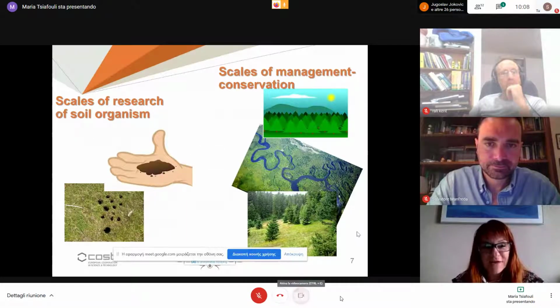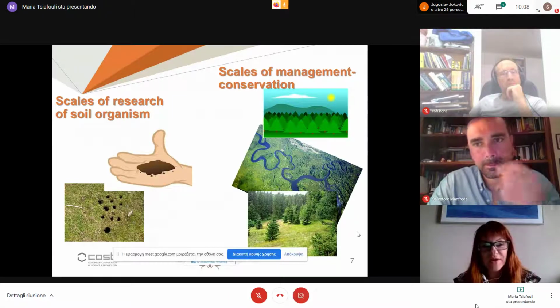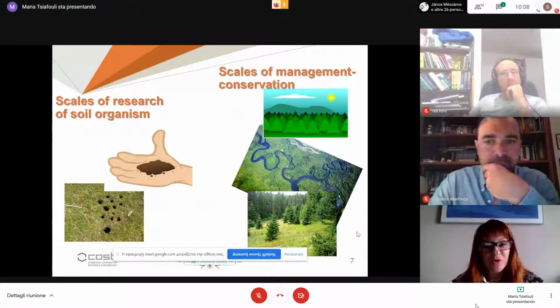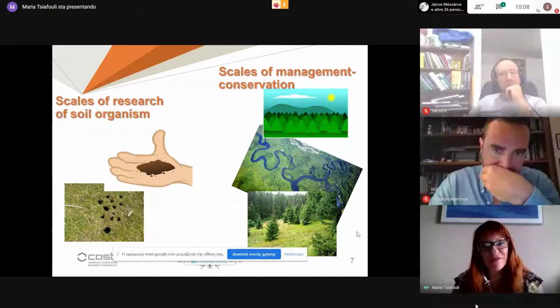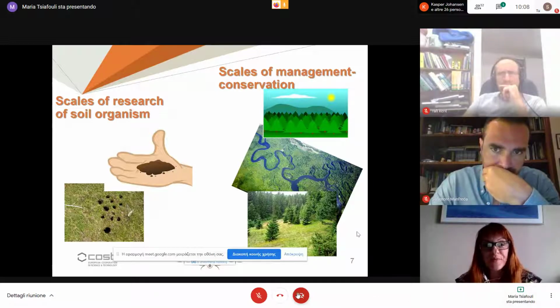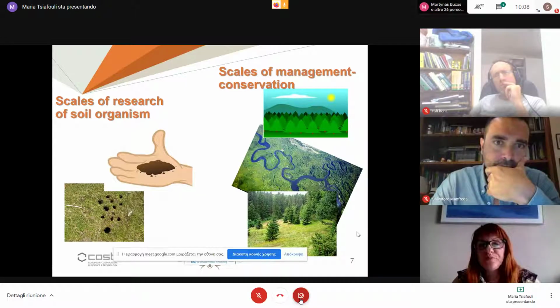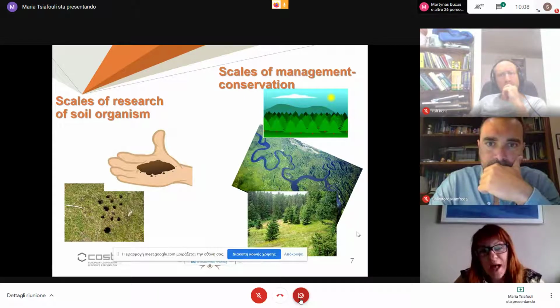So when studying soil organisms, we have a problem of scale. As you can see in the left figure, we are using a small amount of soil, and we have a month of work to find all the organisms living there. But we need a bigger scale if we want to manage our ecosystems properly. So we need to bridge this gap.